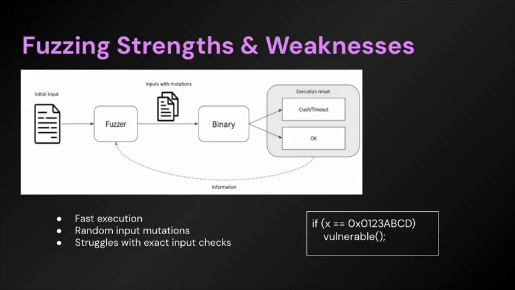So let me ask a quick question. If a program requires an exact password or checksum before executing deeper code, do you think fuzzing alone could easily reach that deeper code? Usually not. That's where symbolic execution can help.